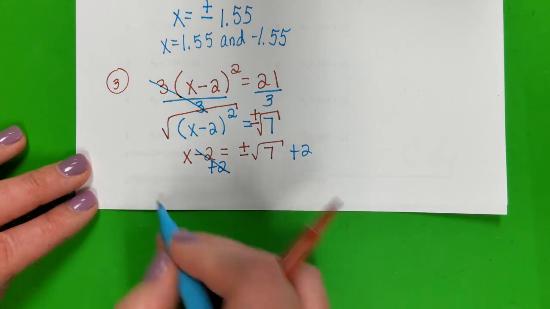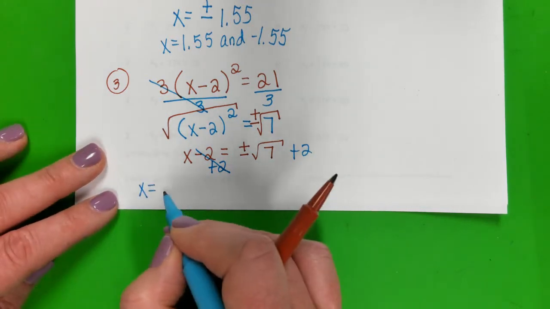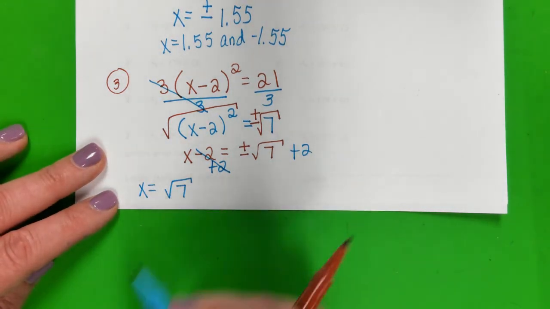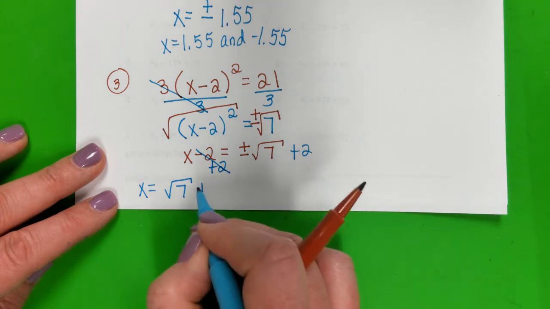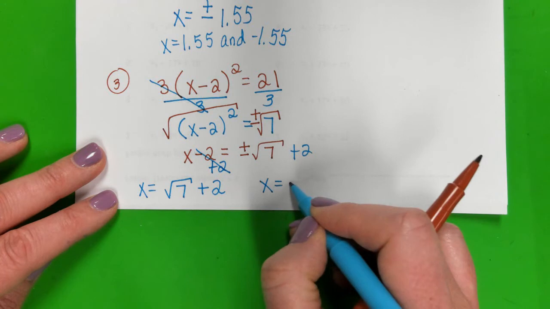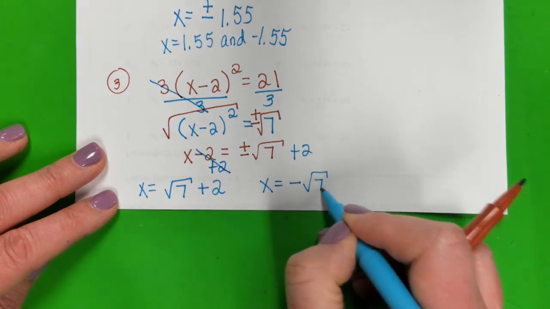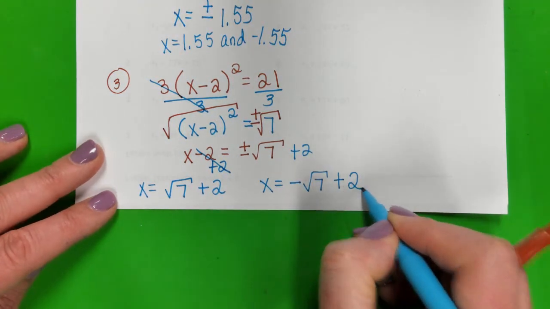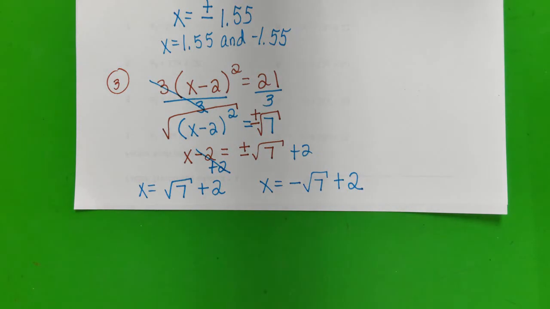And so what we have now is positive the square root of 7 plus 2, and negative the square root of 7 plus 2. So let's pick up our calculators, and we're going to calculate each one separately.